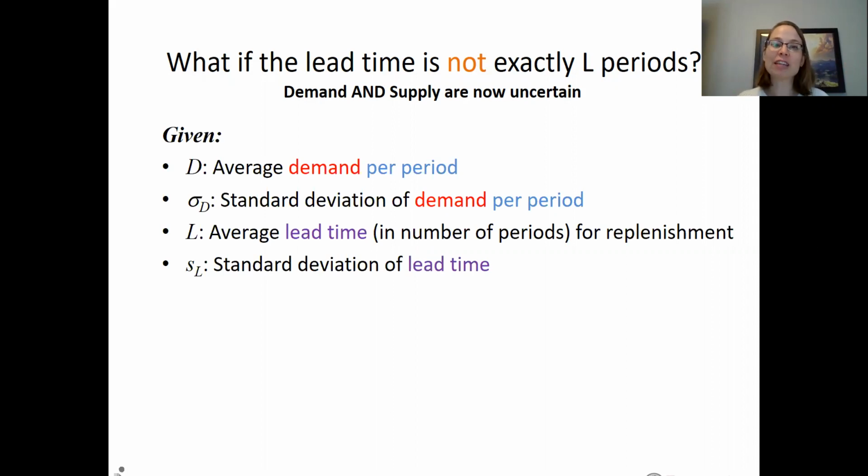So if we said the lead time is not exactly L periods, we still have demand that is stochastic or is governed by a distribution. And so we would be given, just like before, the average demand per period and the standard deviation of demand per period. But we also now need to incorporate the uncertainty of the lead time. And so in the past, we just considered L as the average lead time and the standard deviation of lead time was 0.